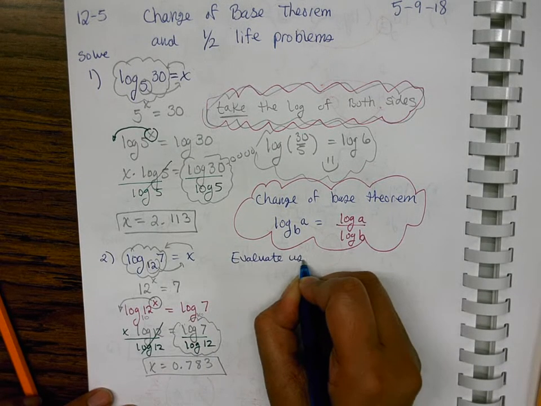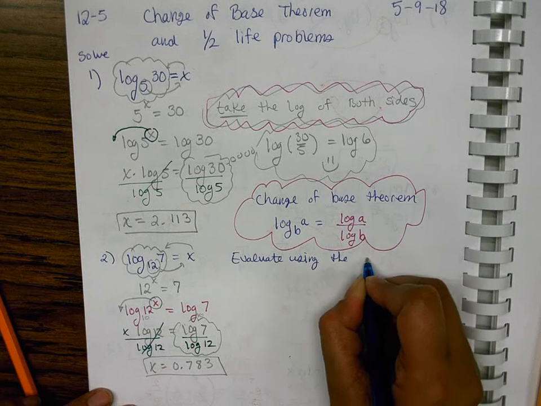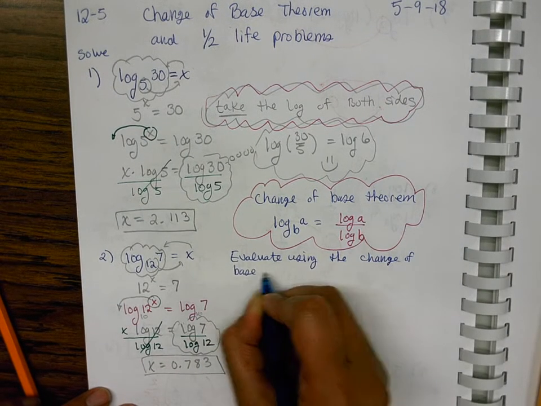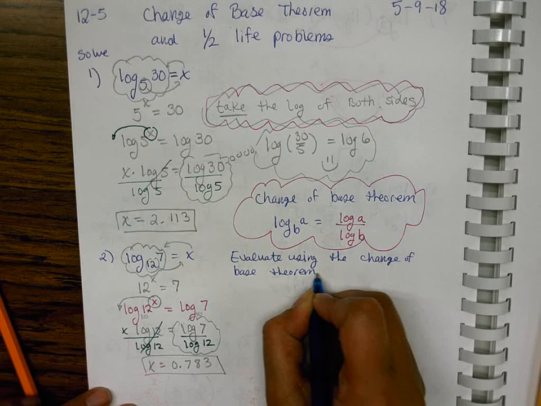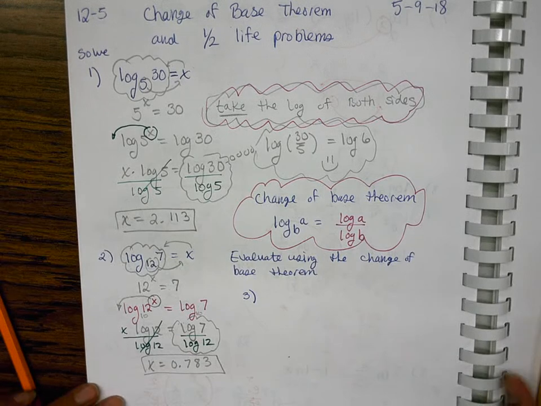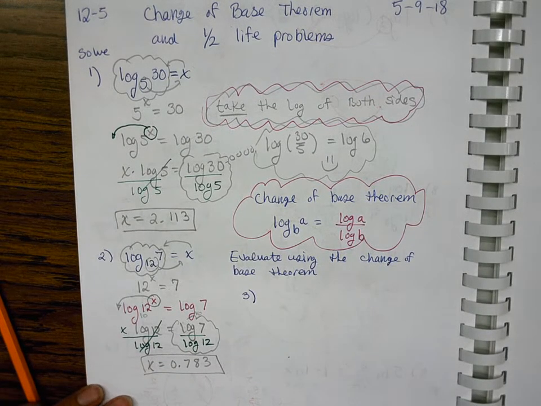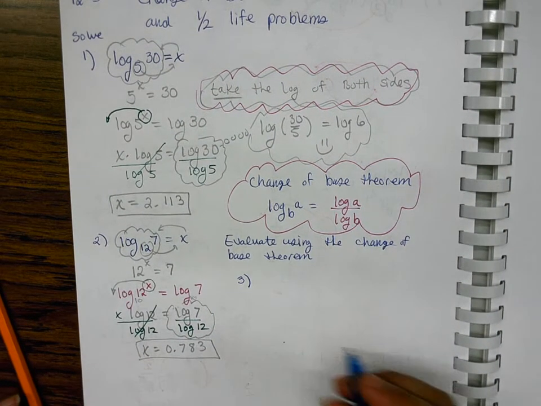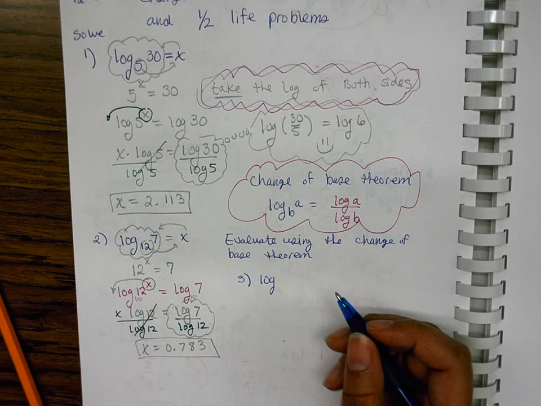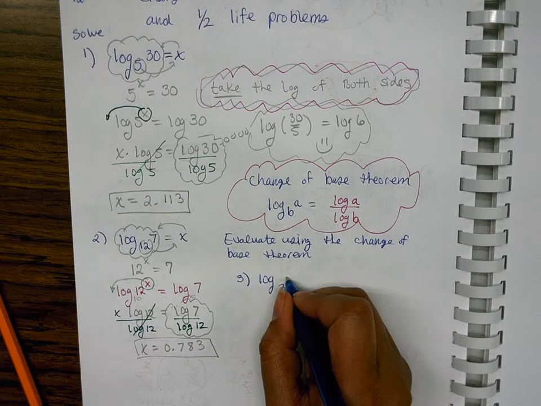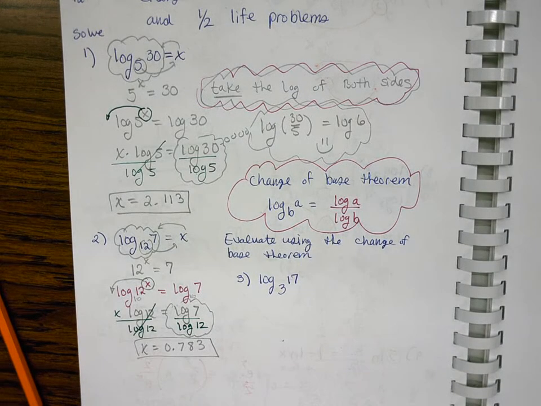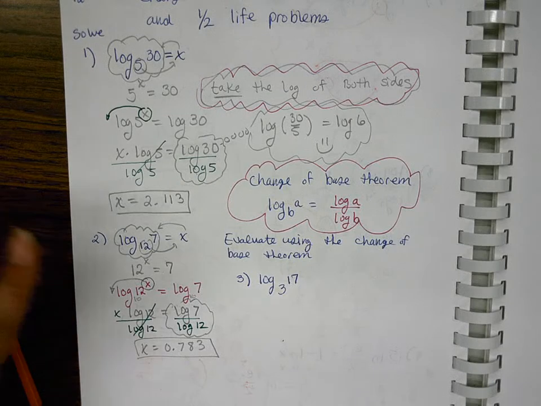All right, so let's take a look at one. It's going to say something like this: evaluate using the change of base theorem. We'll call this number 3. And we're going to try to go a lot quicker here. All right, let's try log base 3 of 17.